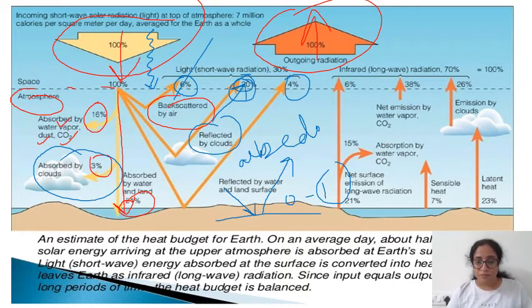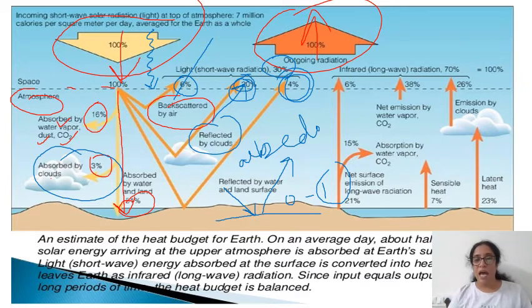The earth's surface reflects back around 4% of the solar radiation. All this that is reflected back into outer space accounts for 30% of the shortwave radiation. Whatever is coming is sent back again. Now we know that some of it is getting absorbed.